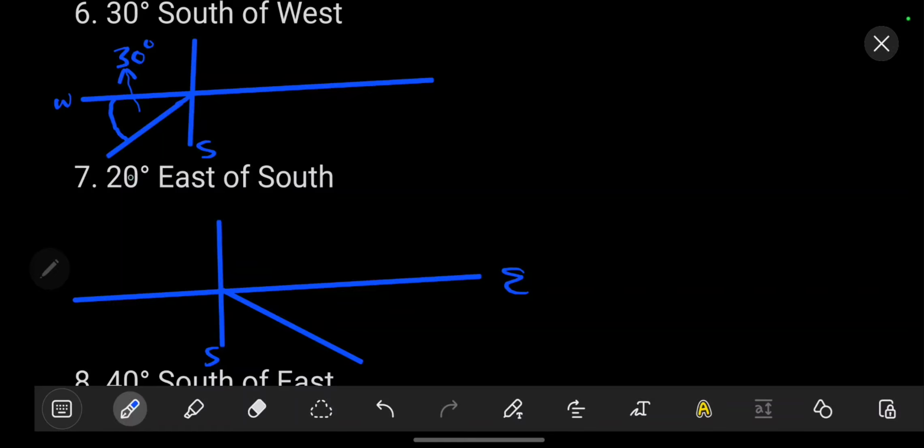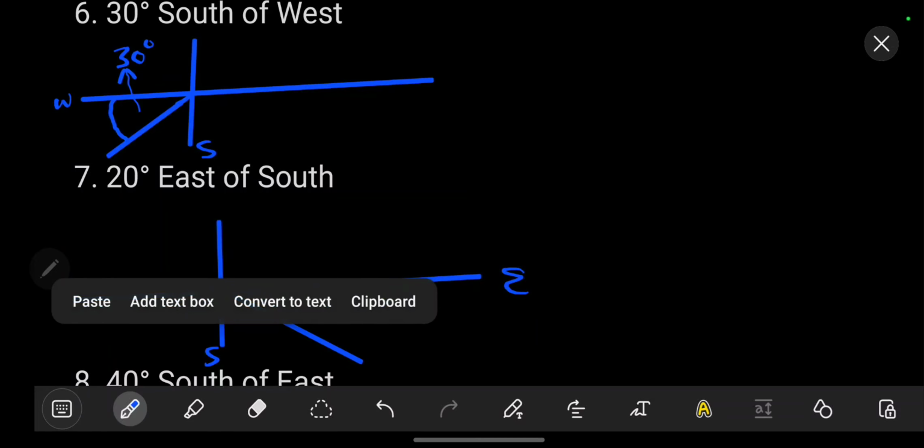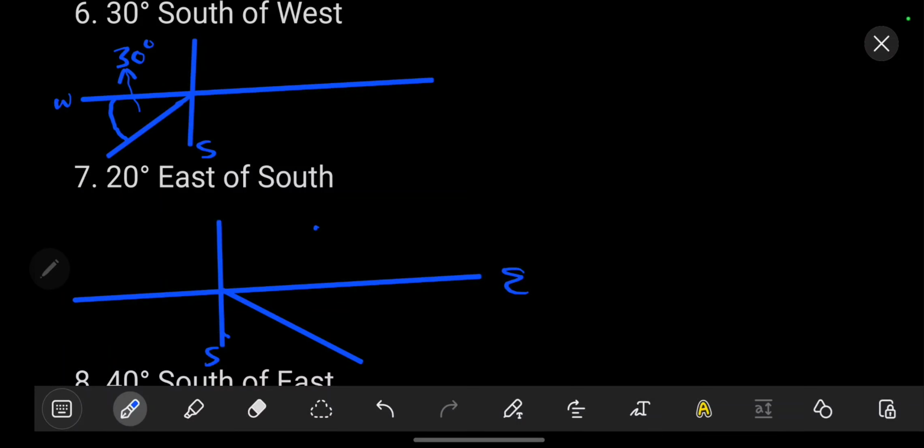Then 20 degrees east of south means begin from the south, go towards the line where the east is. So we are going to draw something like this. So this means this is where our 20 degrees is.